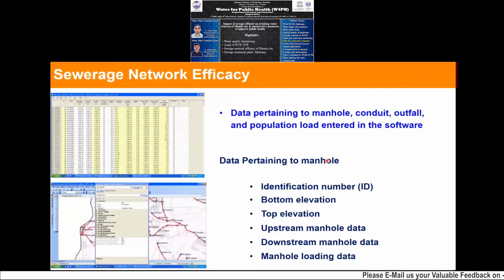So these are some of the information that is required for the manhole. That is, we need to enter the identification number. This is required because only then will the software tell which manhole is having a problem. Then the bottom and top elevations, upstream manhole data, downstream manhole data, and the manhole loading data, that is how much sewage is expected at that manhole.